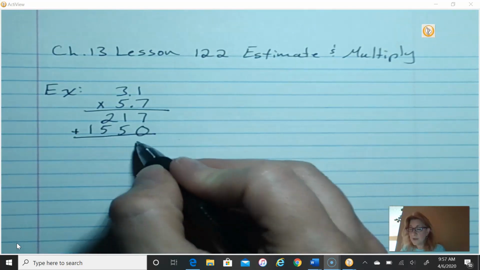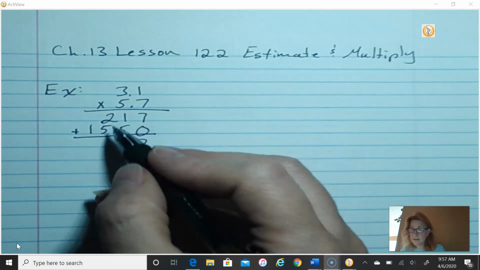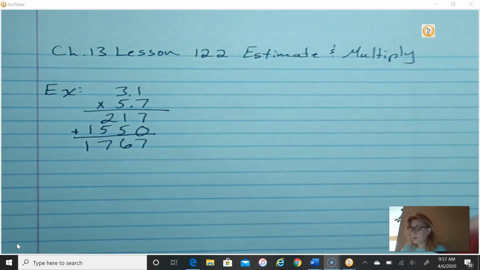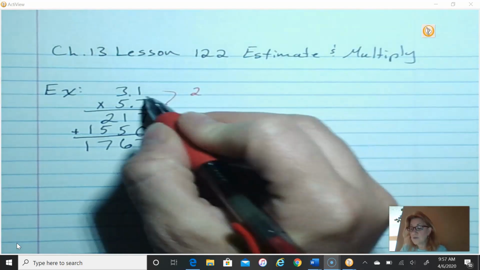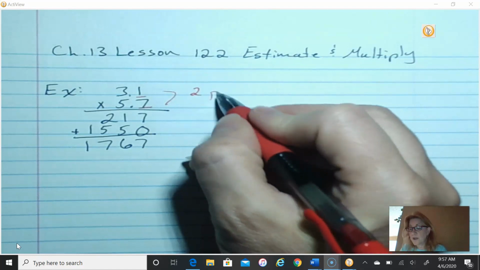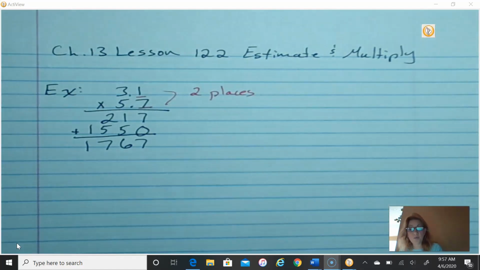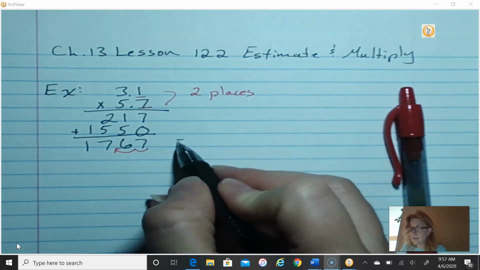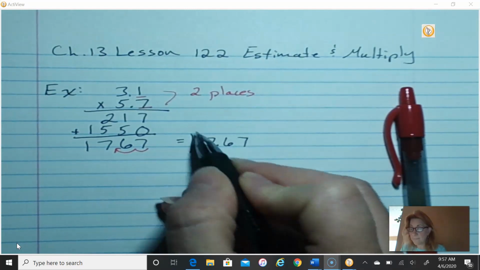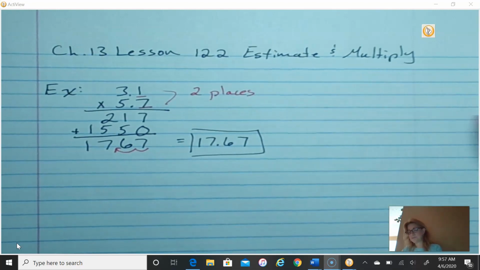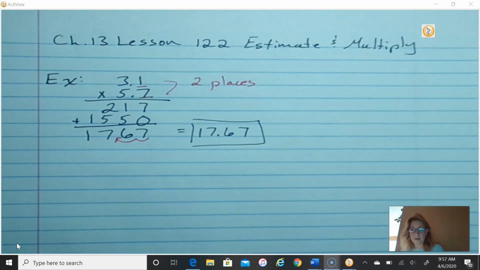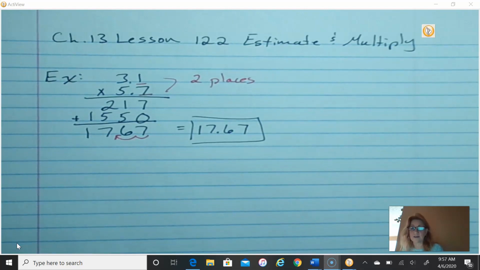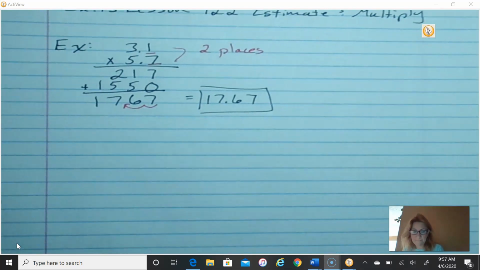Add 7, 6, 7, and 1. There are two total places behind the decimal in the problem. So then we go 1, 2. Our answer is 17.67. Hopefully y'all got that right. If you're having questions on this, let me know. Hopefully you're also doing your IXL so that you're learning this and you're mastering it.